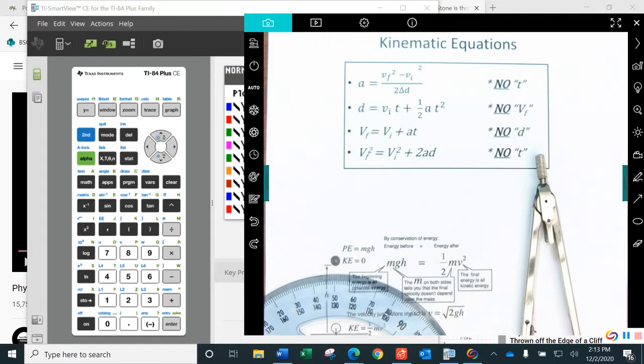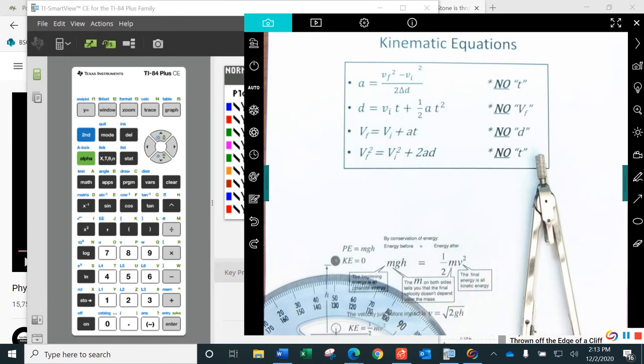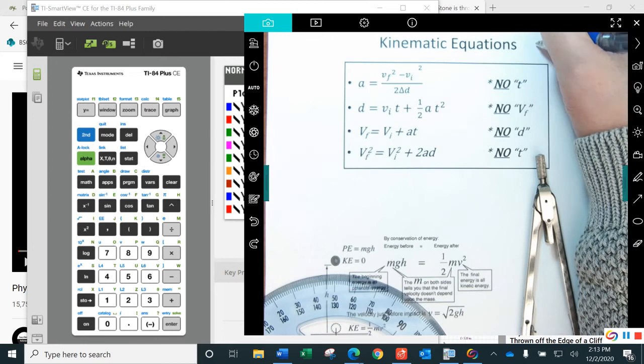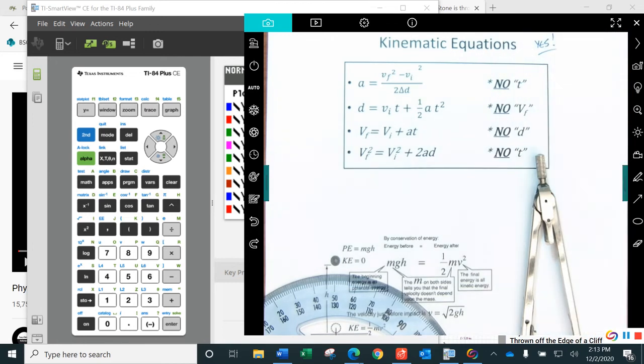I received a great question today, and the question was this: regarding our calculus work that we've done with an example where an object was tossed into the air, can we use our kinematic equations? And the answer is yes, absolutely yes. We can use our kinematic equations.